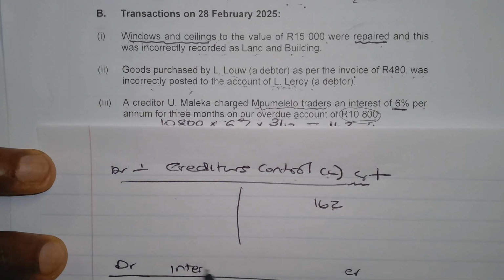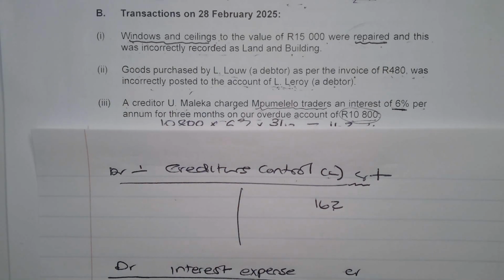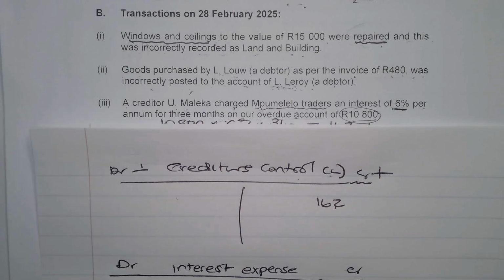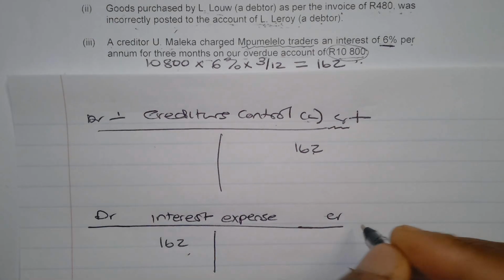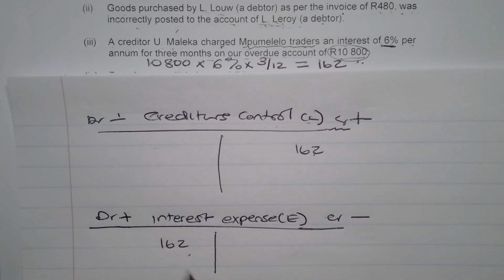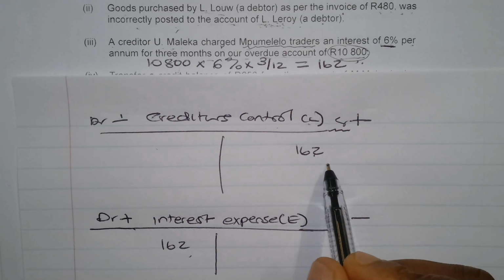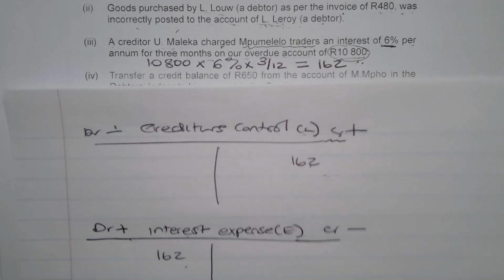So you will simply say interest. So there's two interests, interest income and interest expense. In this case, you are charged. So it is interest expense. It's not interest income, but this is interest on overdue account. Do you understand? So, but you can just simply say it's an interest expense, and then it is an expense which increases on the debit side and decreases on the credit side. So you have the account that is credited, you have the account that is debited.